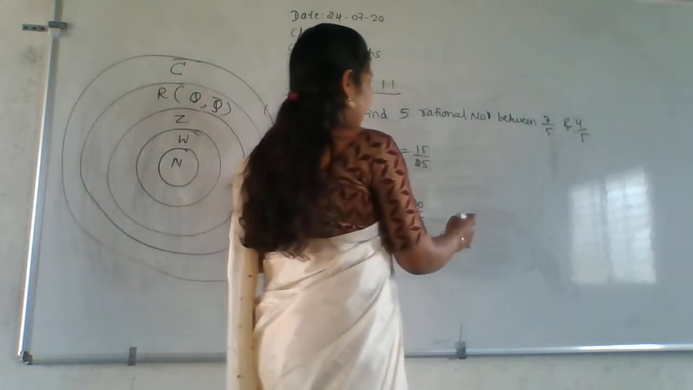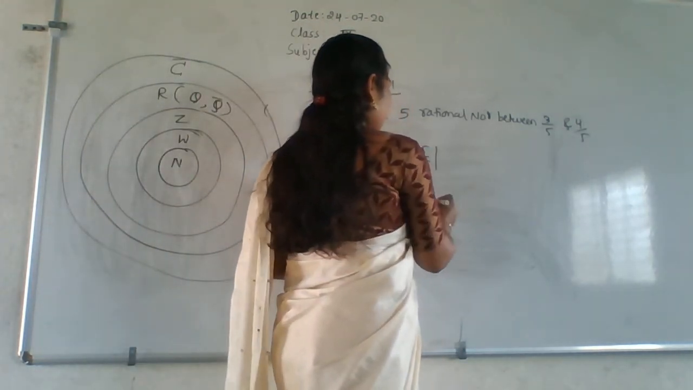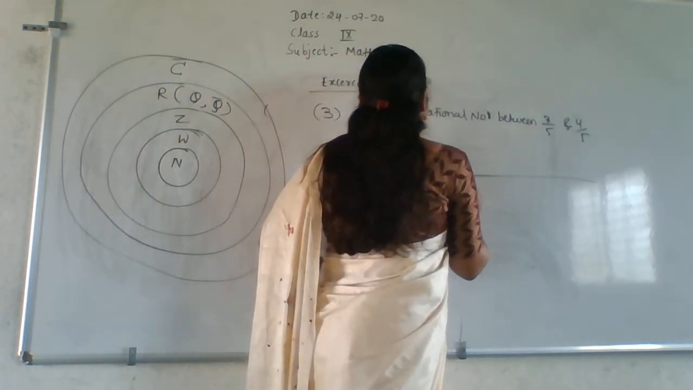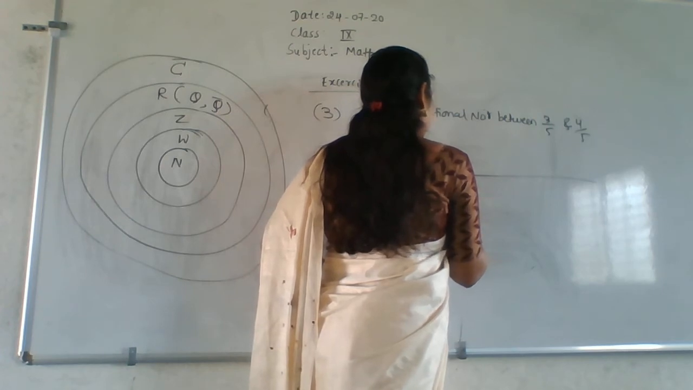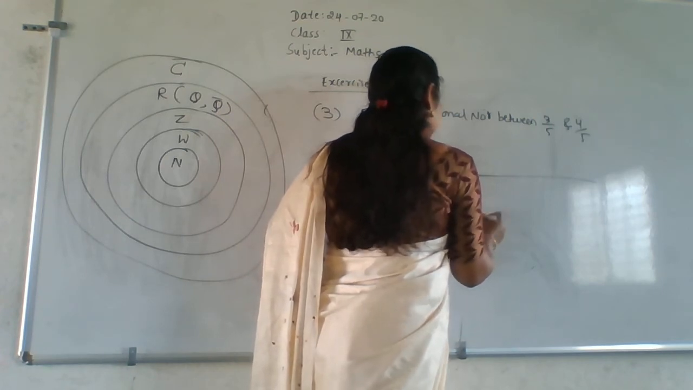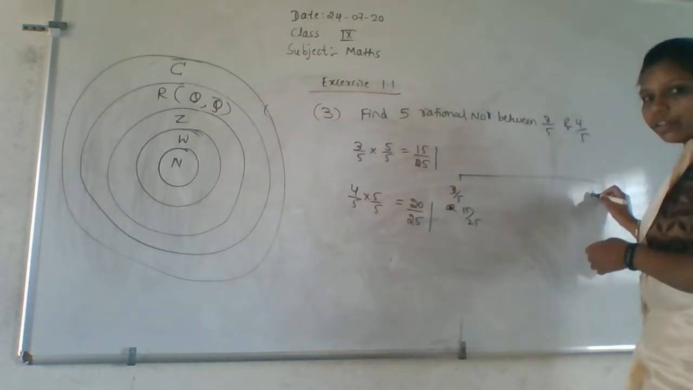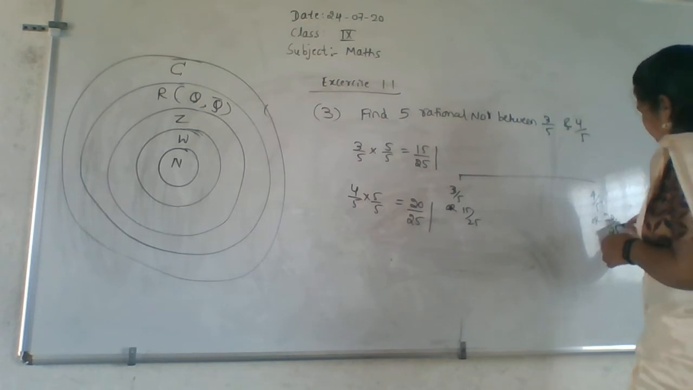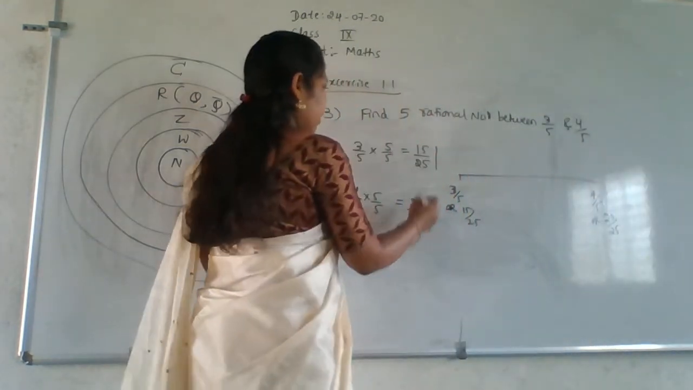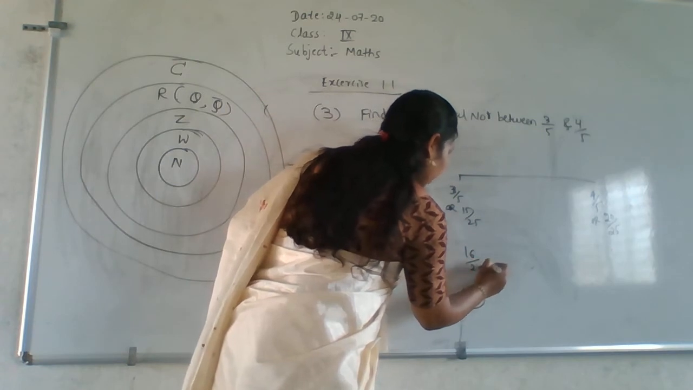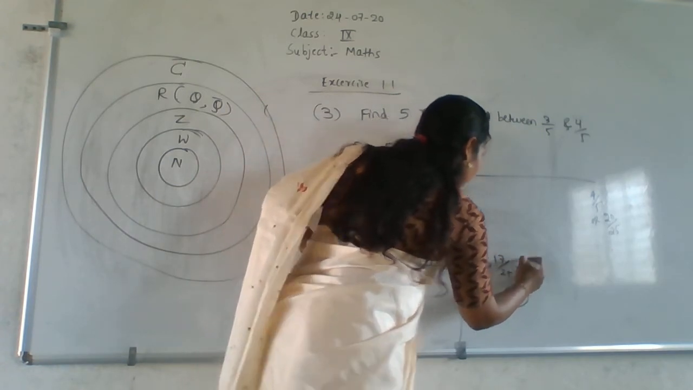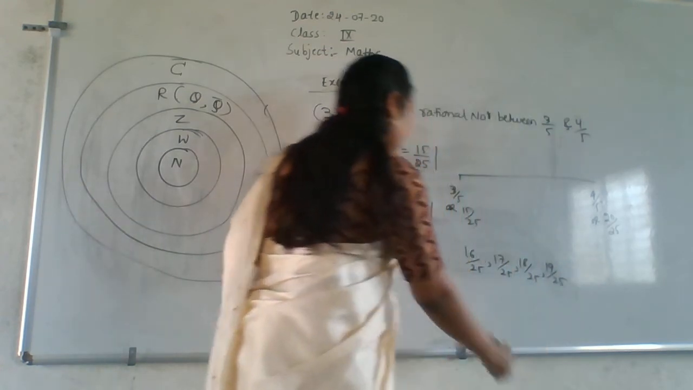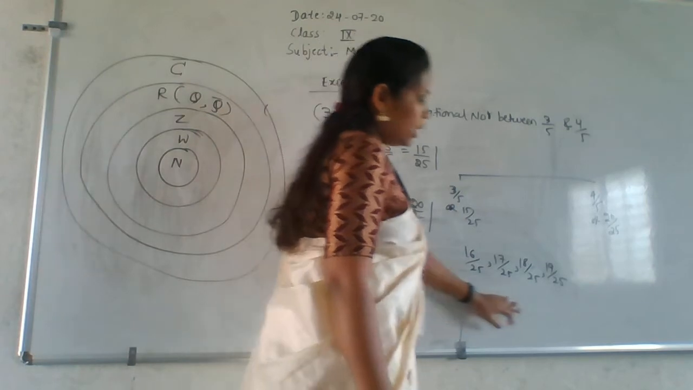In between 15 and 25, this is the first number, this is the second number. So we have number 9 on the right. This is 3 by 5, or 15 by 25. Here we have 4 by 5, that is nothing but 20 by 25. So how many rational numbers are in between these? 16 by 25, 17 by 25, 18 by 25 and 19 by 25. We got only 4 values.